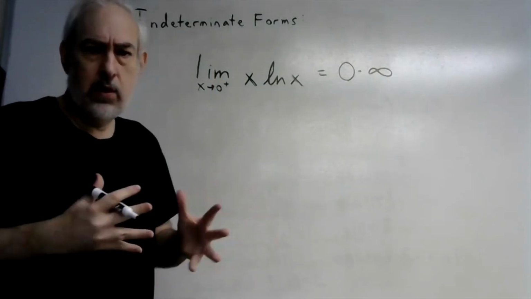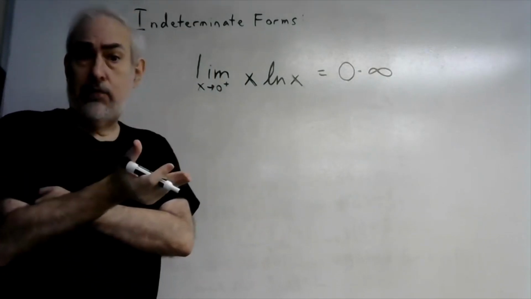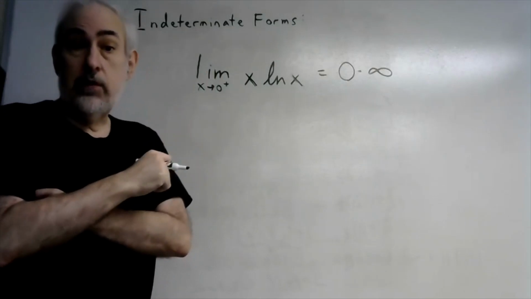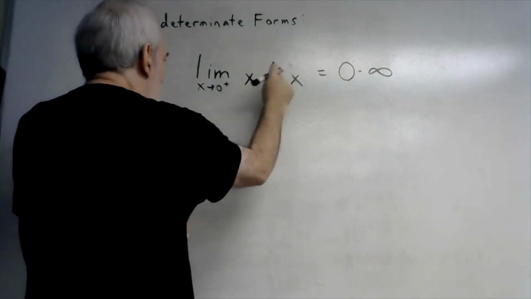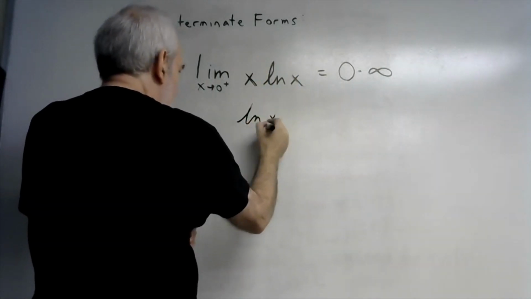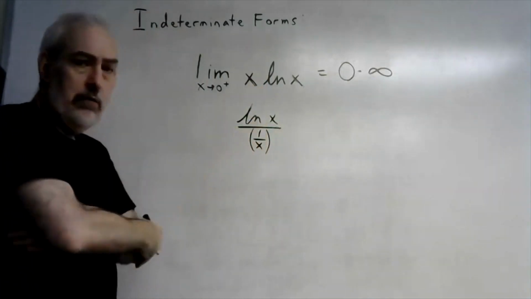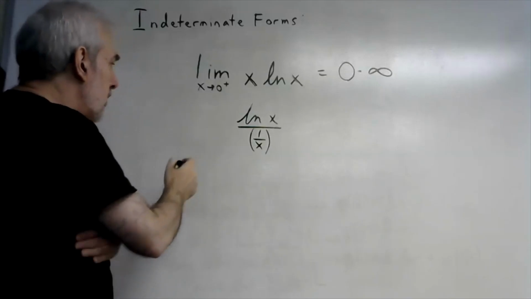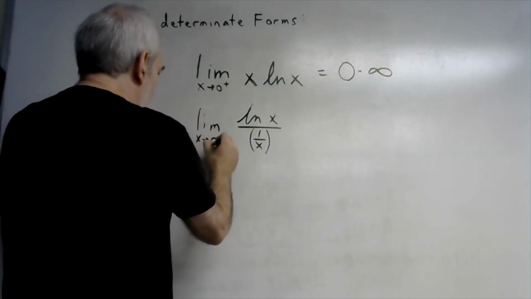Okay, so how are we going to use L'Hopital's rule to solve this? Well, L'Hopital's rule, you need to have a fraction, so we need to turn this into a fraction. So take one part of the product, and we're going to move it into the denominator and flip it upside down. So instead of multiplying by x, we divide by 1 over x. Now that it is a fraction, we can apply L'Hopital's rule.